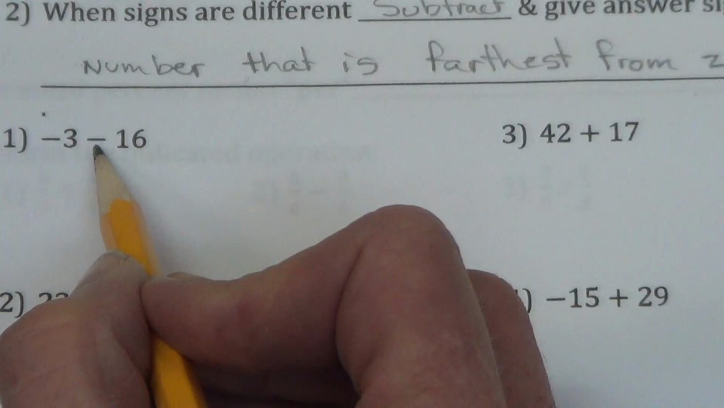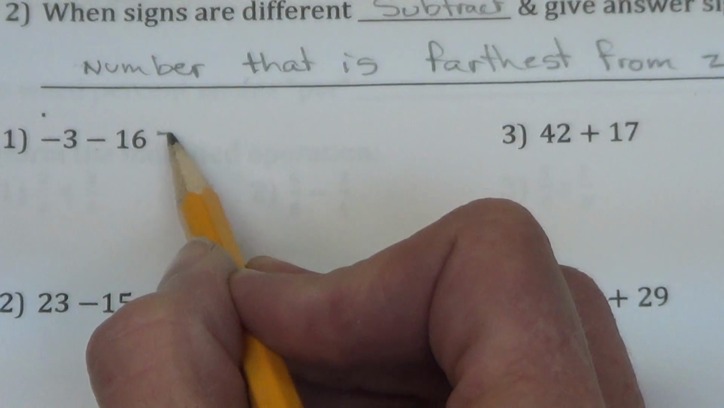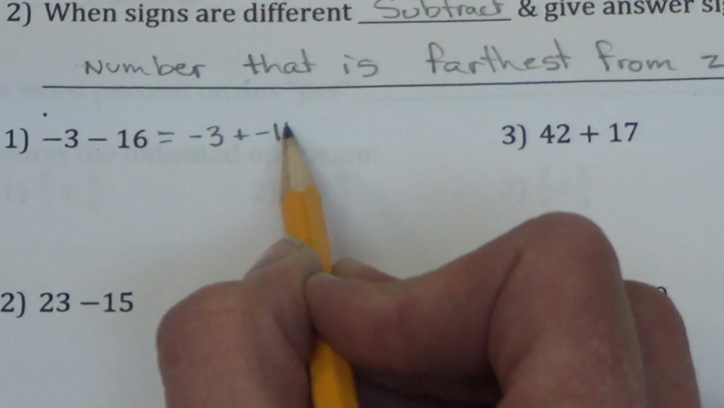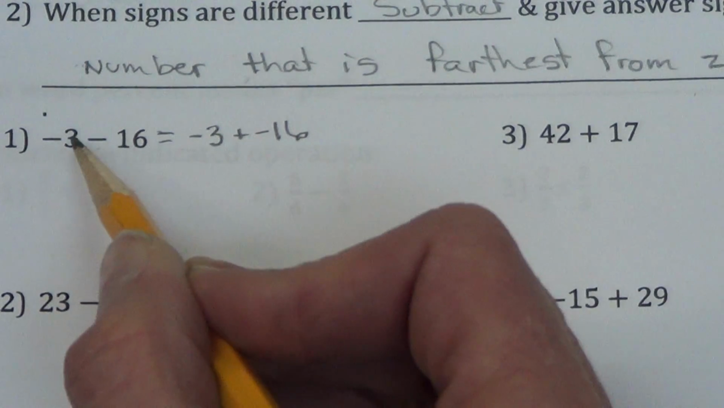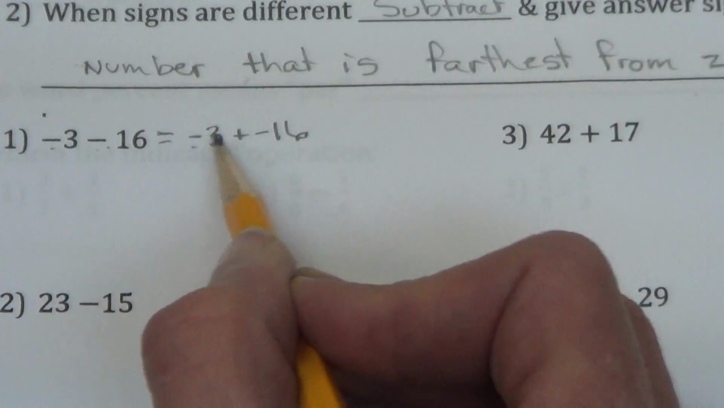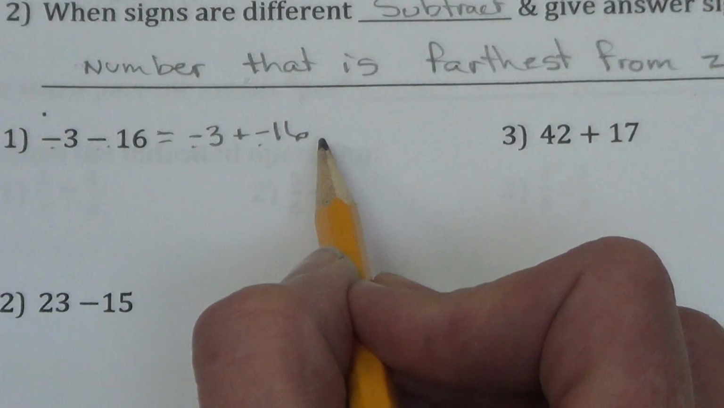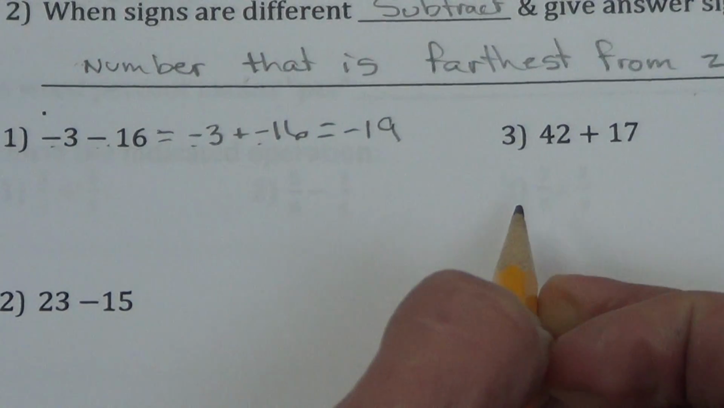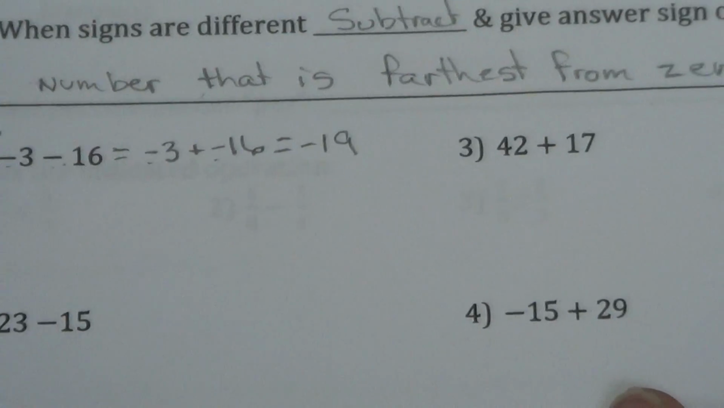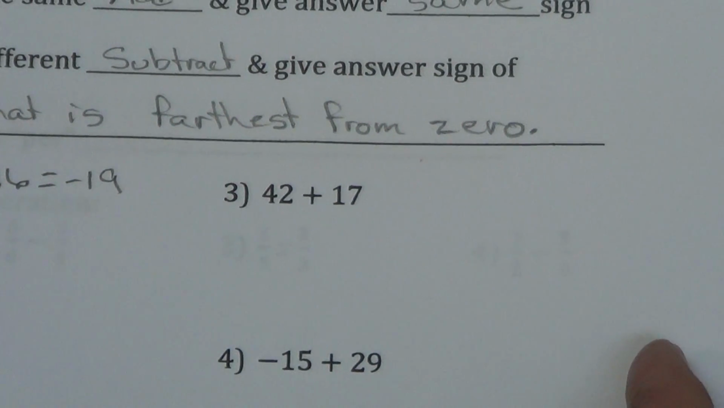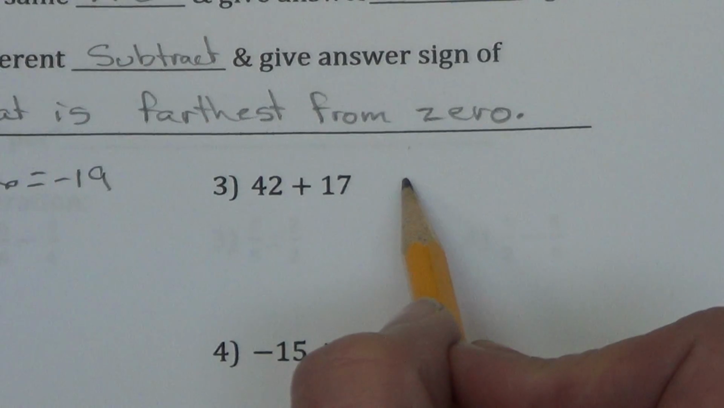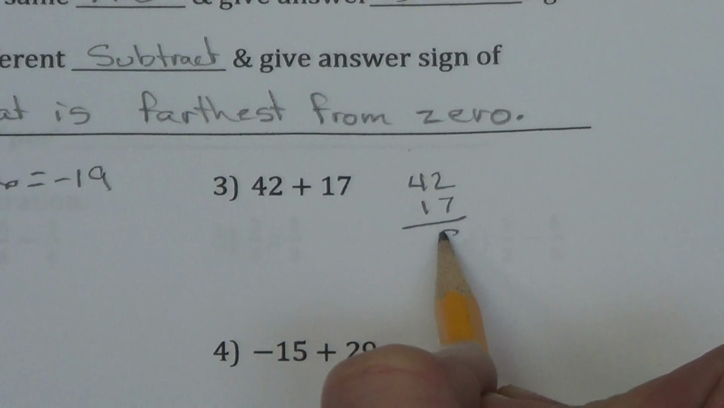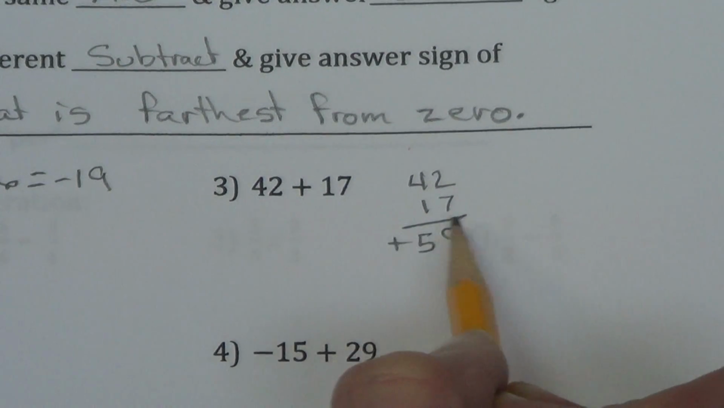Negative 3 minus 16. Rewrite that as an addition problem if you want to see the signs being the same. It's negative 3 plus a negative 16. Signs are the same, so you simply add them and give them the same sign. That would be a negative 19. Now the next one, 42 plus 17, just like a regular addition problem. They're both positive, so we just add them together and give them their same sign. Positive 59.